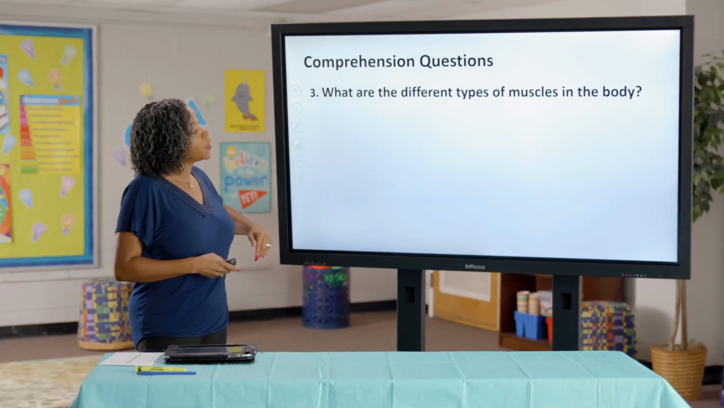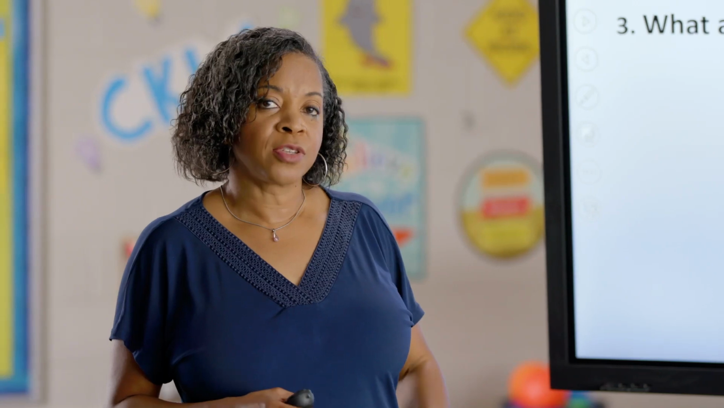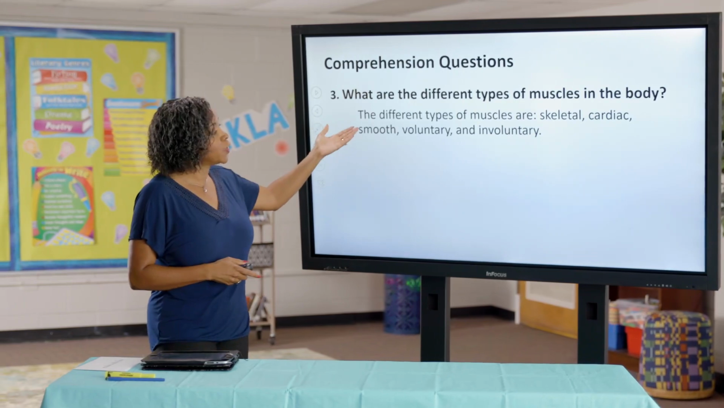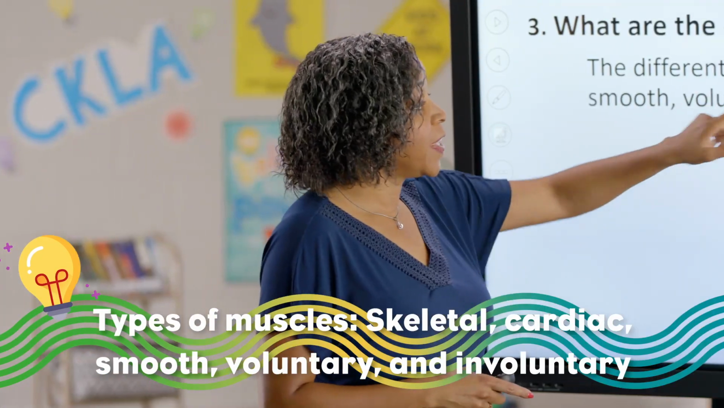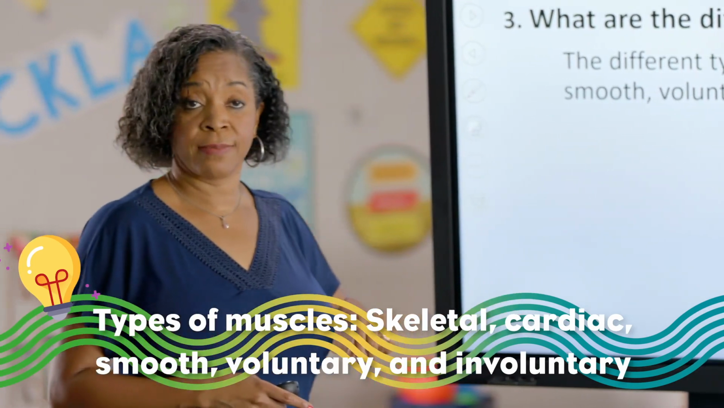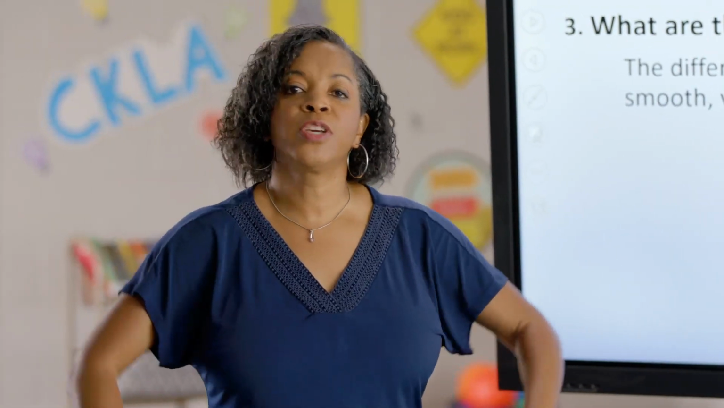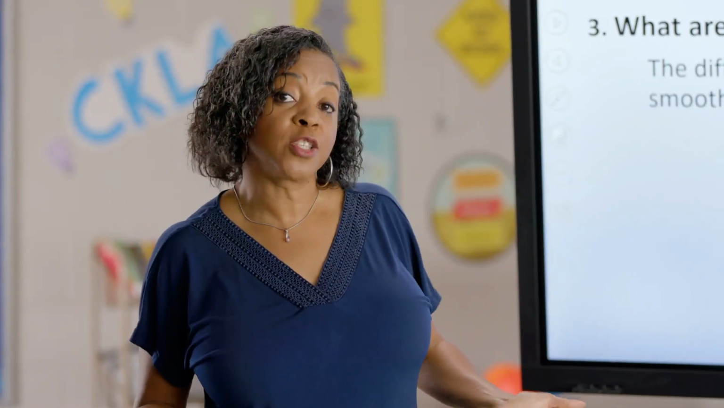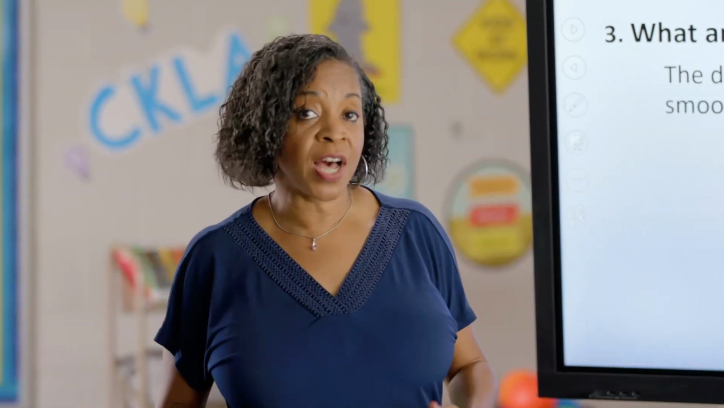Number 3, what are the different types of muscles in the body? We've talked about 2 different categories of muscles. So let's look at them. The different types of muscles are skeletal, cardiac, smooth, and then those muscles are either voluntary or involuntary, okay? The skeletal muscles are voluntary. You decide when you want to lift your arms and move your head. You decide when those skeletal muscles are going to move. But the cardiac and the smooth muscles, they're involuntary.